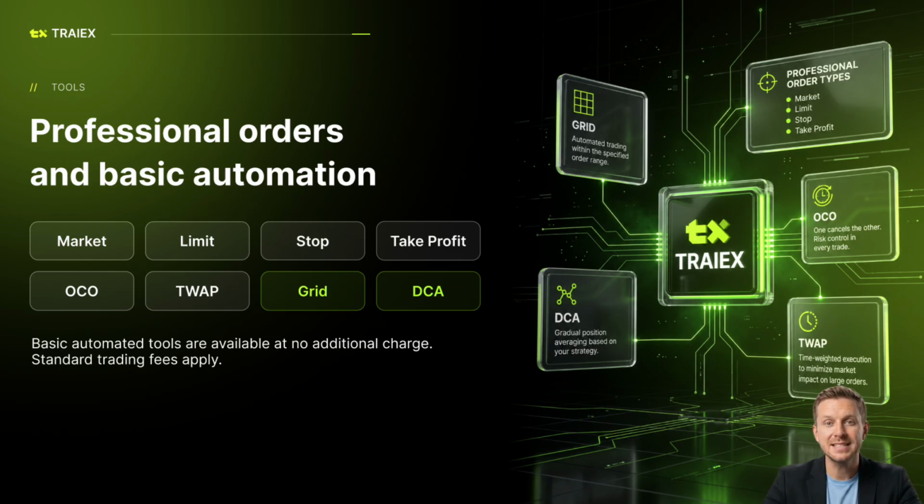Inside the platform, basic and advanced order types are available: market, limit, stop, take profit, OCO, TWAP, and other execution management tools. Grid, DCA, and standard automated scenarios are also included. On many platforms, such features are either missing or offered through a separate service, a subscription, or an additional fee. In TRAIEX, there is no separate charge for using the basic automations. The user pays the standard trading commission, just like on a regular trade. This means the platform remains useful even for a person who prefers to define their own strategy and does not plan to connect AI trading right away.